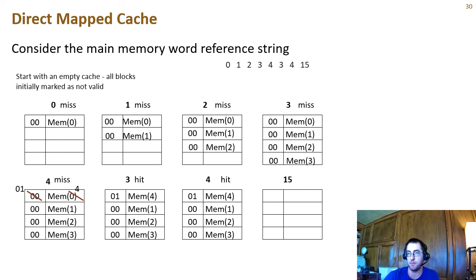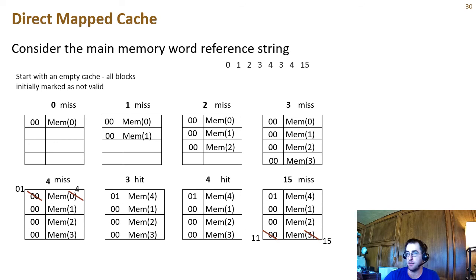4 is a hit. Now 15, the word address 15 is 1 1 1 1. So that means that its index is 1 1. So its index is 3. Its tag is 1 1. So it's going to be a miss because we have a value in index 3, but that value has tag 0 0, and it's the value of memory address 3. So we're going to replace memory address 3 with the value of memory address 15 having tag 1 1.